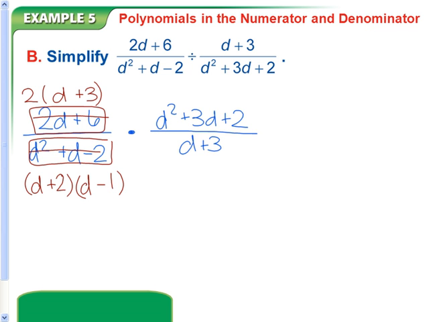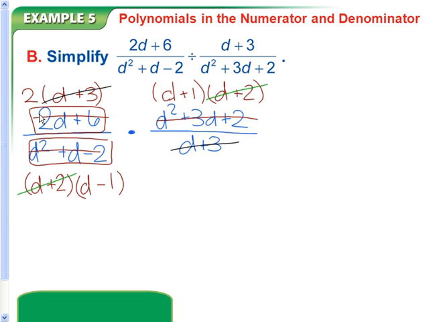The numerator on the second one, again, do a t-chart. You have to multiply to get 2 again, so that's going to be 1 and 2. But we have to add to get 3, so they're both positive. That one done. Okay, so like I said last time, I wrote it all out, but we can start to see that anything from the top can cancel anything from the bottom. So I see a d plus 3 and a d plus 3. I see a d plus 2 and a d plus 2.